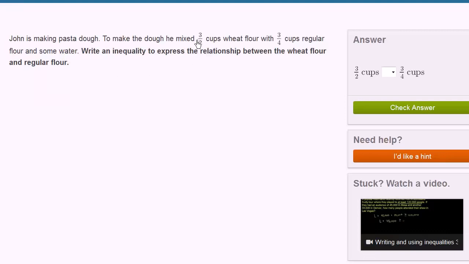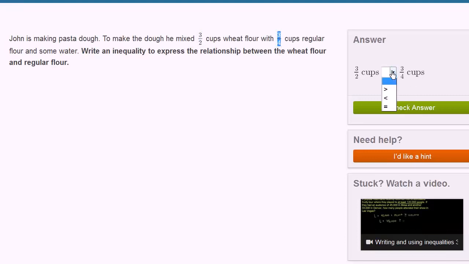So he mixed 3/2 cups of wheat flour. 3/2 is the exact same thing as 1 and 1/2 if we were to write it as a mixed number. So it's more than 1 cup of wheat flour. And he mixes that with 3/4 cups of regular flour. Well, 3/4 is less than 1. So 3/2 is definitely greater than 3/4.